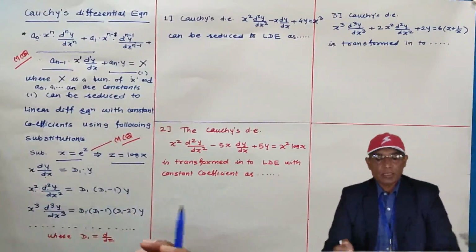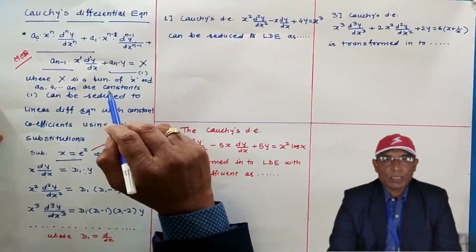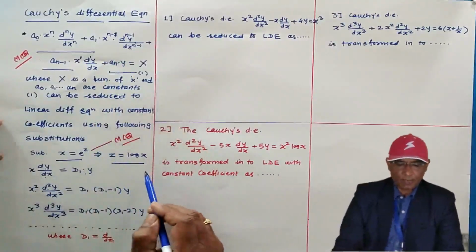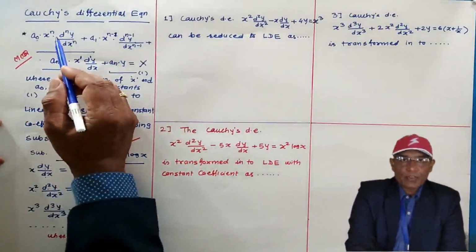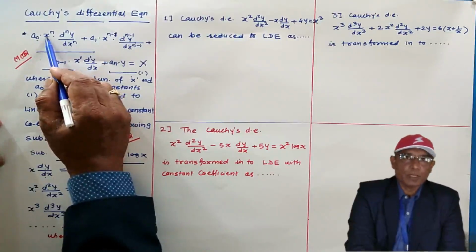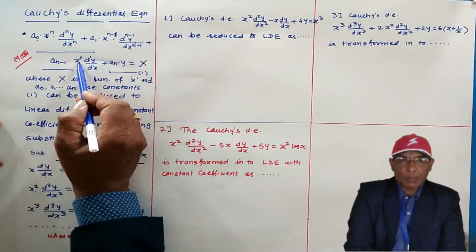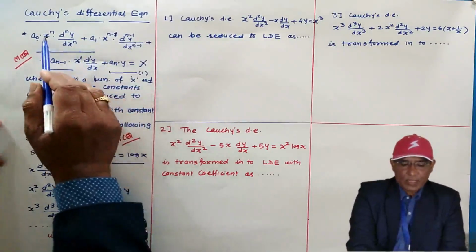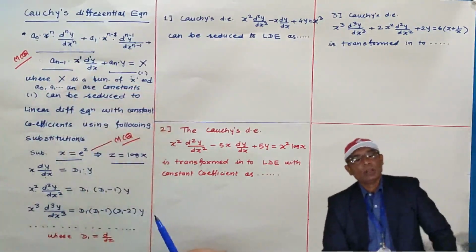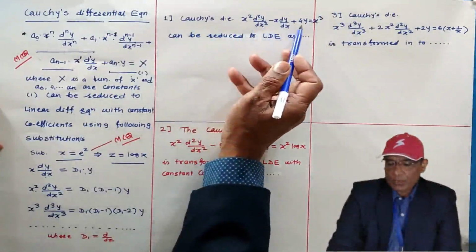The next part is Legendre's differential equation. Yes, I tell you what is the difference between Legendre's differential equation and Cauchy's differential equation. Only in Legendre's differential equation, what happened? This x is replaced by ax plus b. That's all. X is replaced by ax plus b. If x is replaced by ax plus b, that differential equation will be called Legendre's differential equation. Cauchy's differential equation is this one.